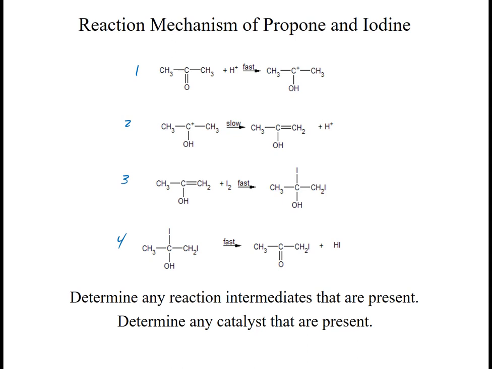It says determine any reaction intermediates or catalysts that are present. And it'll also usually ask you for what the overall reaction is. So basically, I want to go through one by one and check all of my reactants, because if I check all my reactants, I don't have to check all my products. And if it's somewhere else in the reaction, I can subtract them or add them.